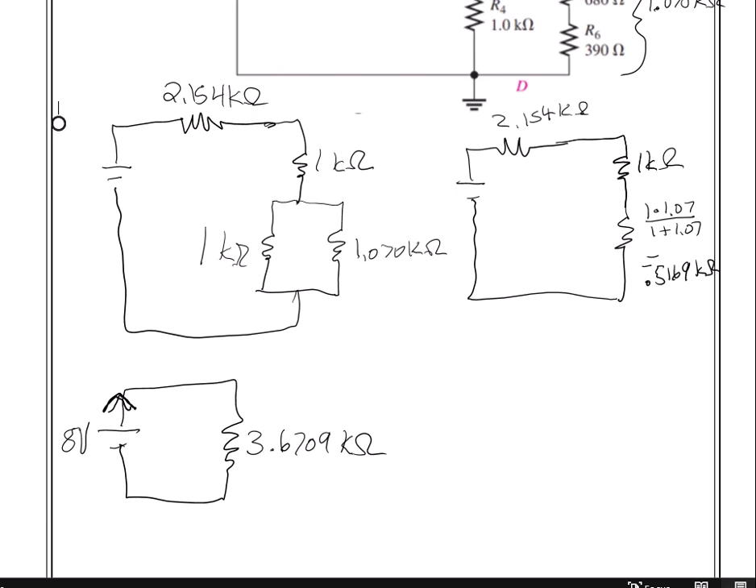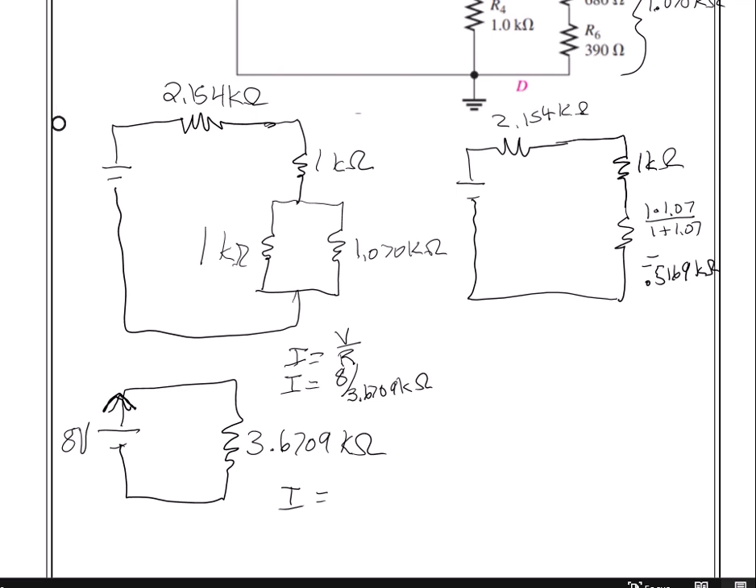So I equals V over R, or I equals 8 over 3.6709 kiloohms. And if I just leave the kilo in there, that means my answer is going to be milli. So without multiplying by 1,000, I just know when I get this number, that's going to be milliamps.